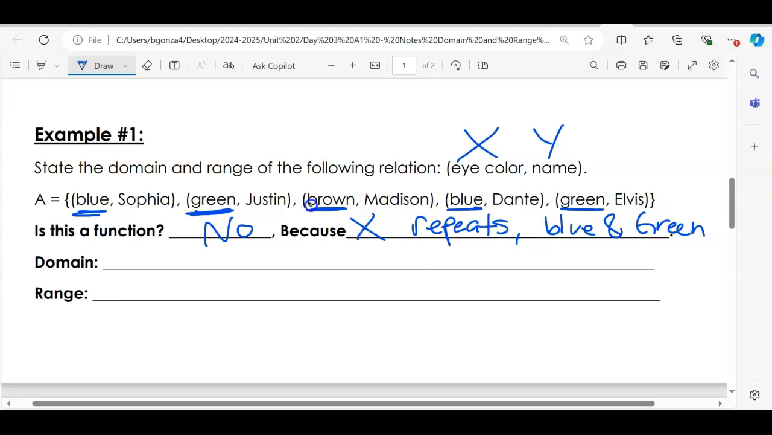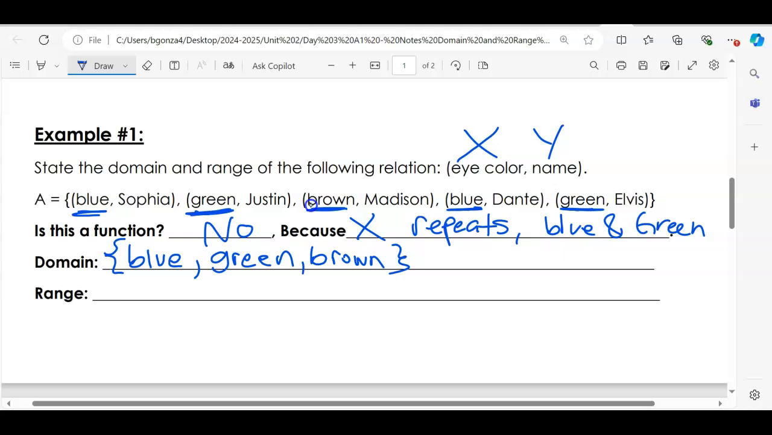Now, we're going to write the domain. This is a little bit weird because it's not numbers, so we can't put them in order, but we are going to put a bracket because we have to put set notation, bracket, and we're not going to repeat any of these colors. So we'll write blue once, not twice. We'll write green once, not twice. And we'll write brown, call it a day, put a little bracket on the end, okay? Do you see how this works? Brackets in order without repeating.